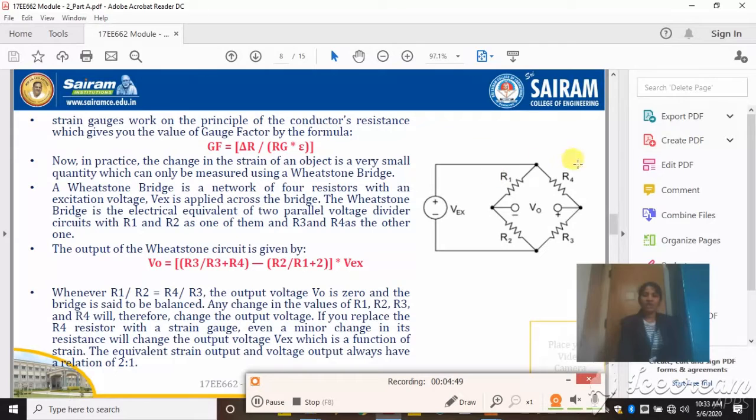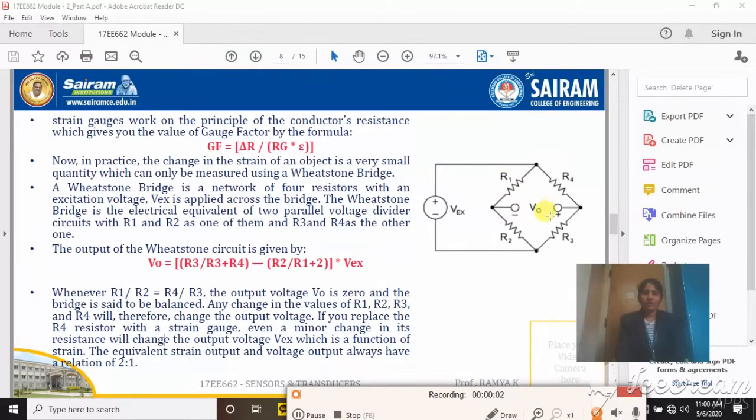Any change in your resistance value causes a deflection in the voltmeter. So if you replace the R4 resistance with a strain gauge, then even a minor change unbalances the bridge. When the bridge is balanced, the output voltage will be equal to 0. When force is applied, there will be a change in the resistance value, and according to that your output voltage will also change. This is how you will be identifying the strain. With the help of the change in resistance, your force can be identified by using your strain gauge.